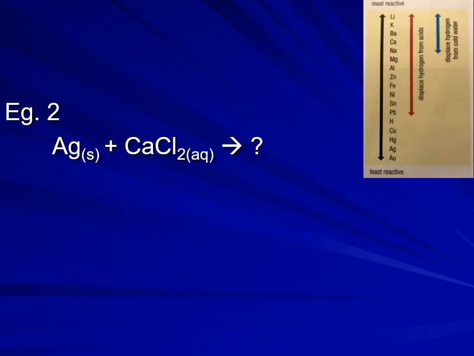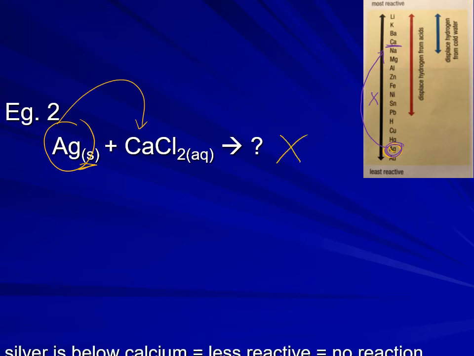Let's try this one out. Silver as a solid by itself is trying to displace the metal calcium. So if we find silver on our table here, it's down fairly close to the bottom. Calcium is quite high, so silver is trying to displace calcium, and that is not going to happen. Calcium is above silver, so therefore silver cannot replace calcium. So this reaction will not take place.